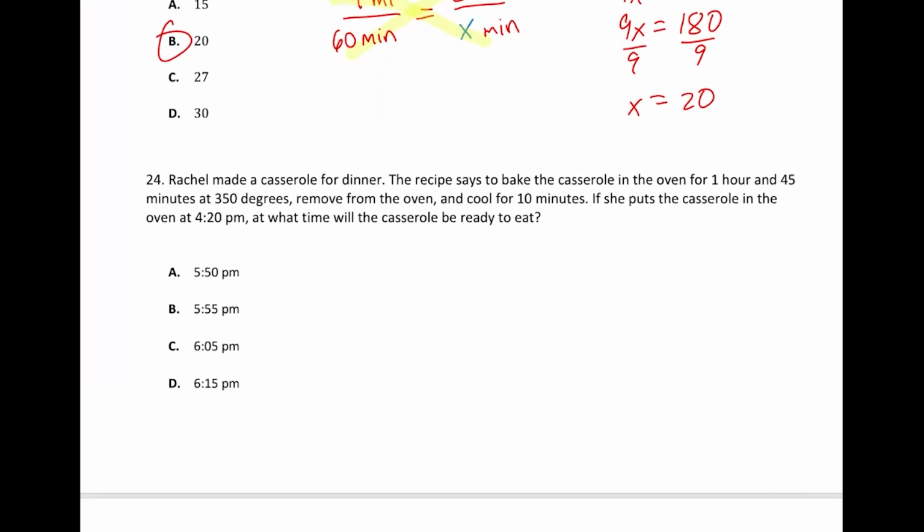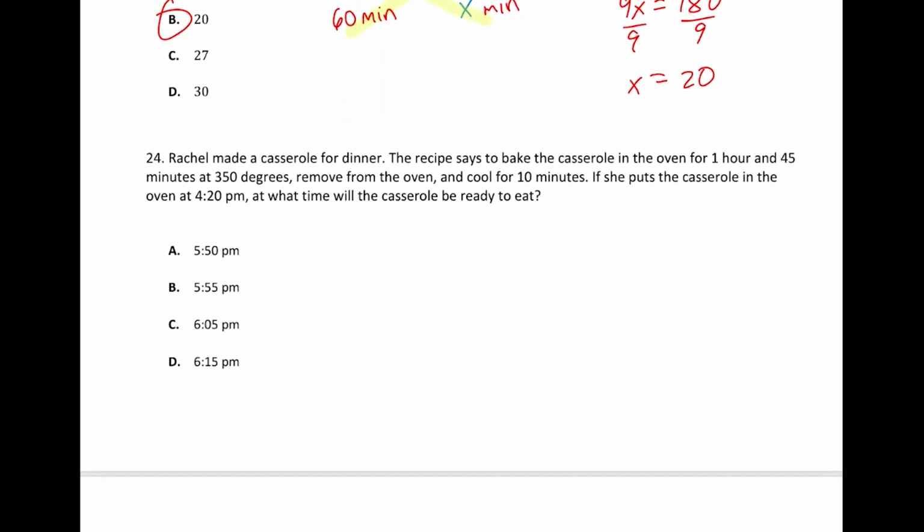Number 24. Rachel made a casserole for dinner. The recipe says to bake the casserole in the oven for 1 hour, 45 minutes. Remove it from the oven, let it cool for 10 minutes. If she puts the casserole in the oven at 4:20, what time will it be ready to eat?